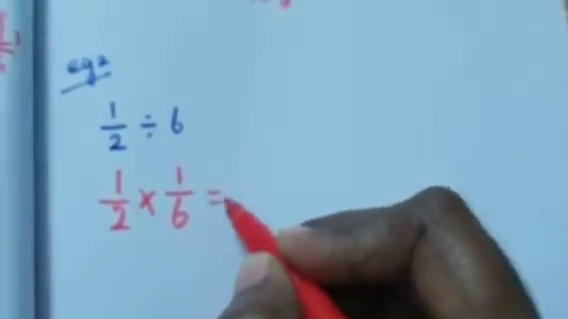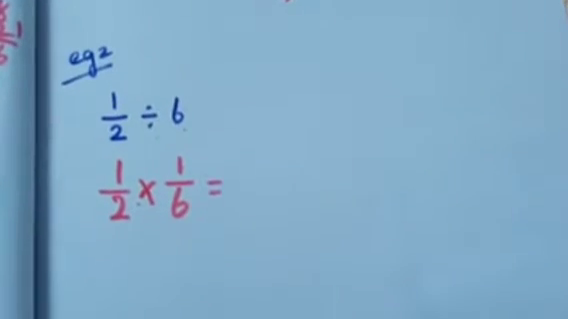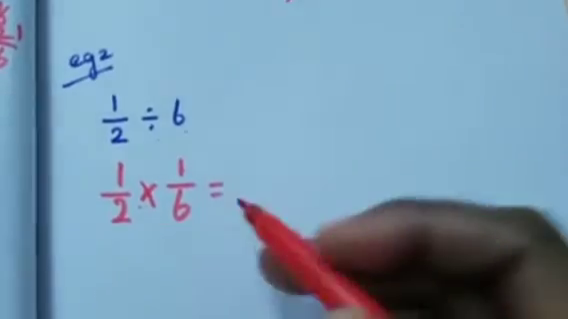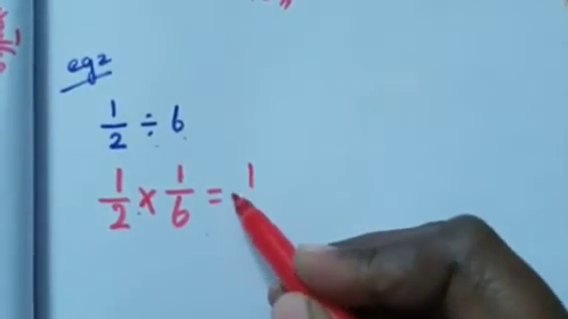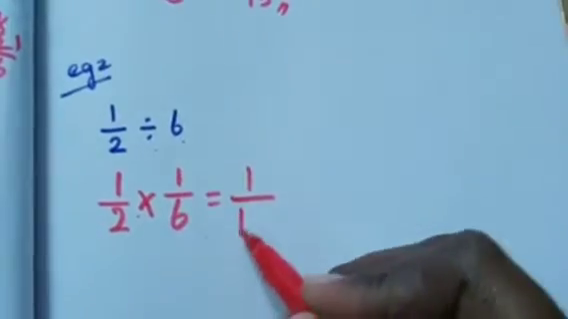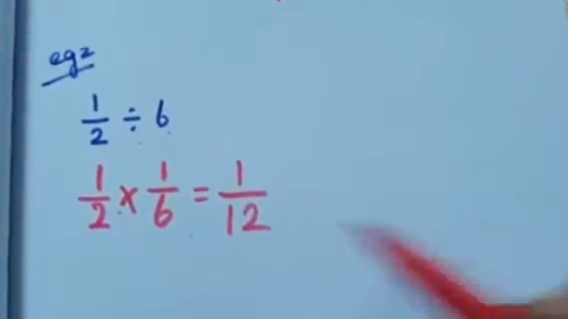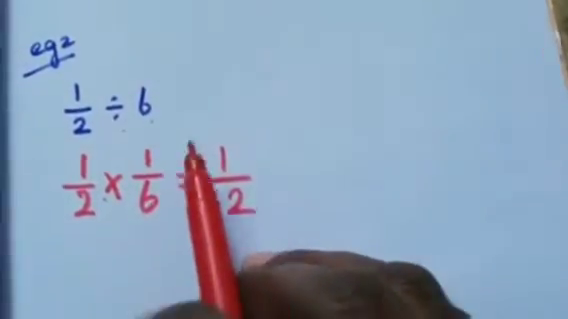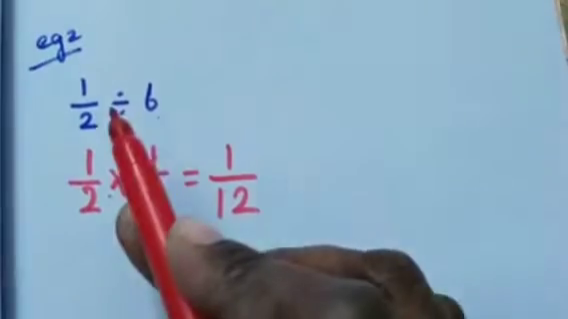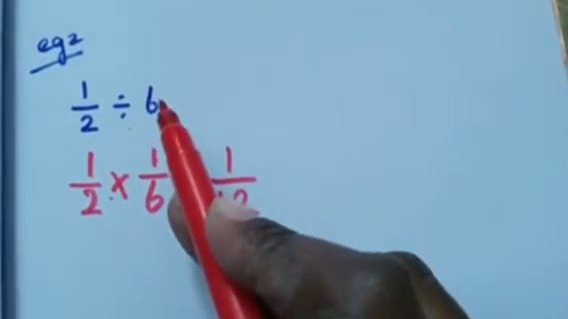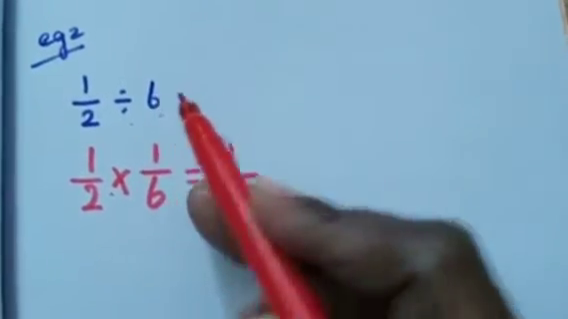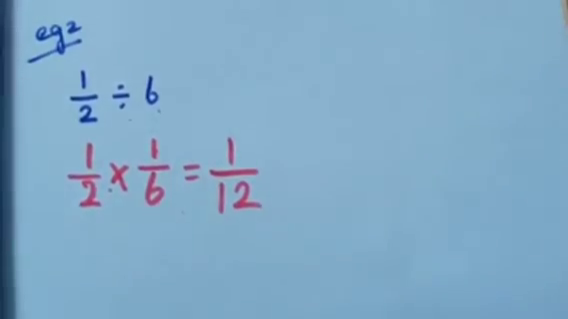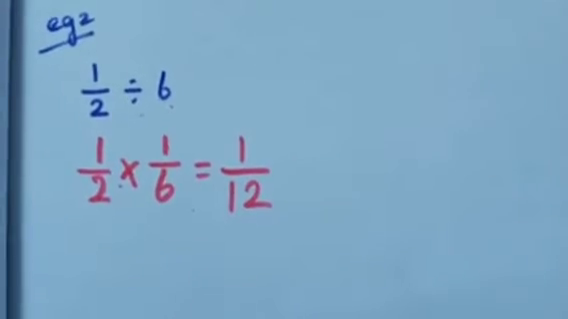Since the numerators are 1, we need not cancel anything, so just multiply and write. 1 1 is 1, by 2 6s are 12. So division is as simple as multiplication. We just write the reciprocal of the divisor, then do the calculation. Let us see another example.